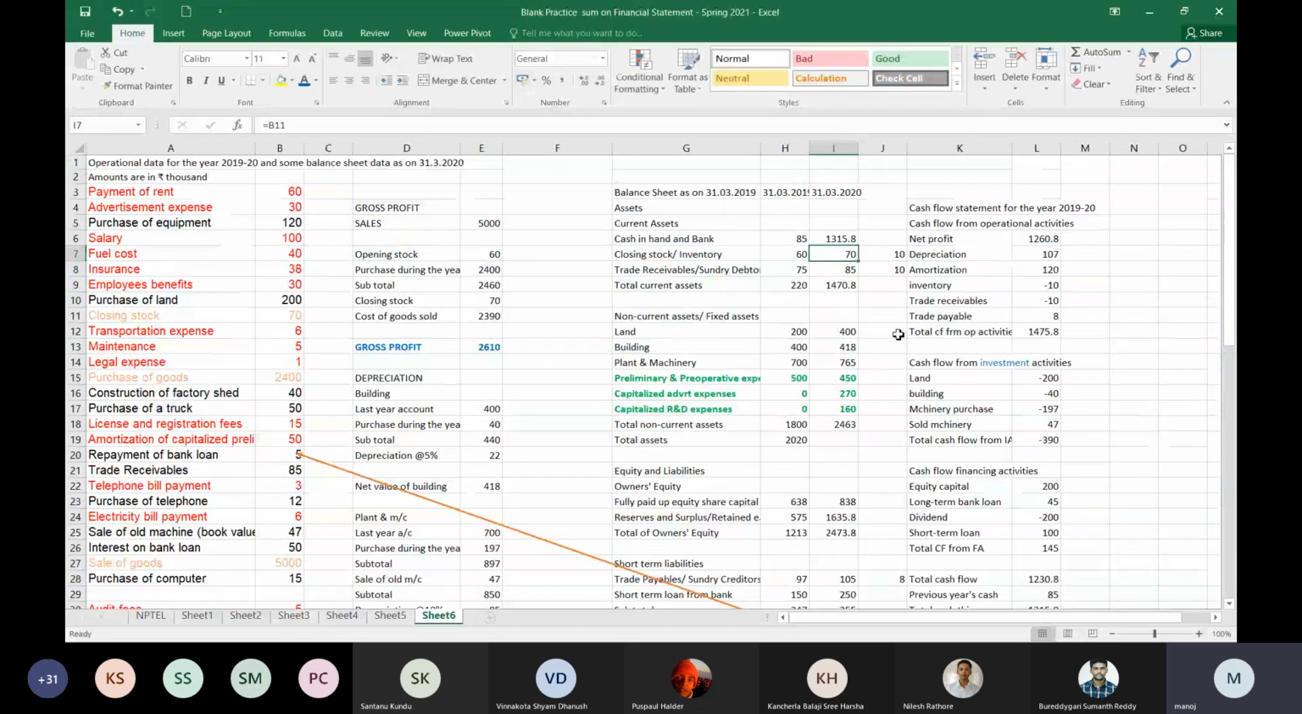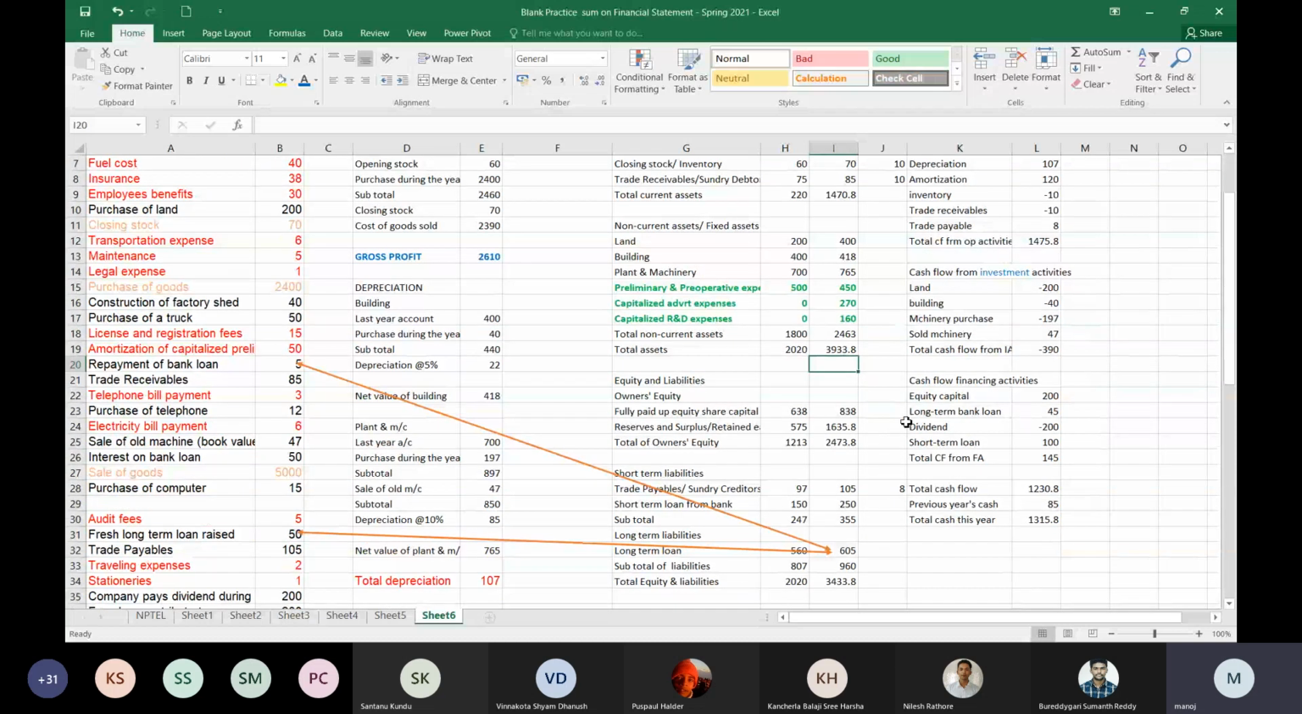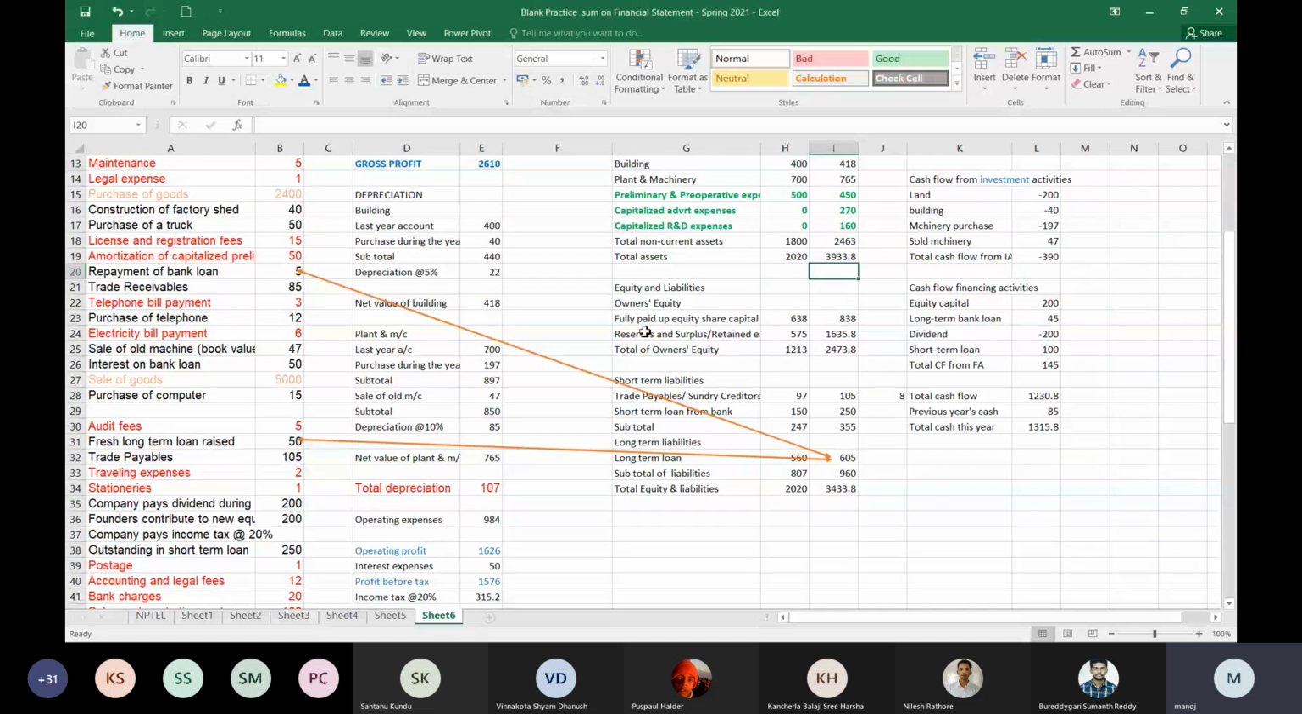So we get the cash, then we get the total current assets, then we get this here: total current assets plus total non-current asset is equal to this. So it becomes 3933.80 and this and this should have matched. We have made some mistake somewhere. Let me see how much is the mistake. This minus this, I think it's 500.